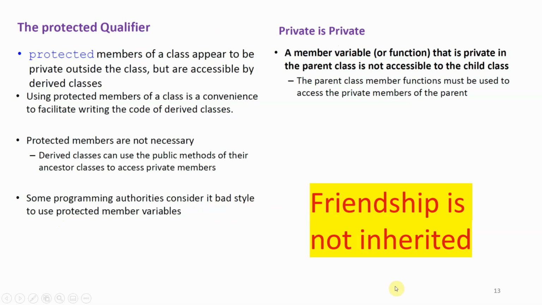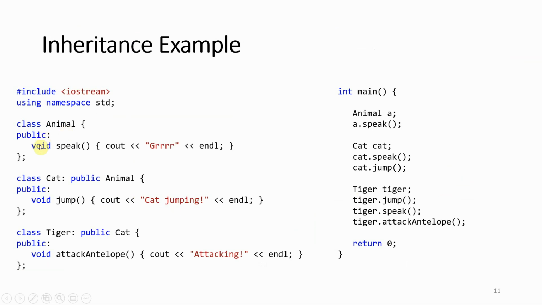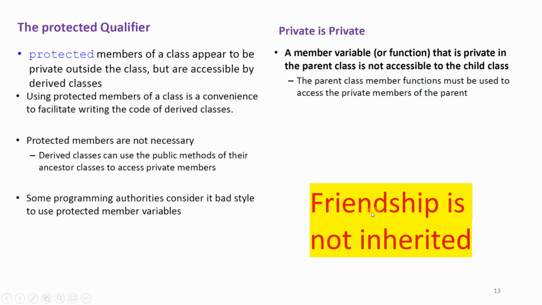One other thing that I wanted to mention here: if the base class has a friend function, that friendship is not going to be inherited by the subclasses, by the children classes, right? So let's say that if your father has a friend, he's not going to be your friend, right? Friendship is not inherited. So if this class had a friend function, it's not going to be a friend for the class cat. That's what I meant by friendship is not inherited.